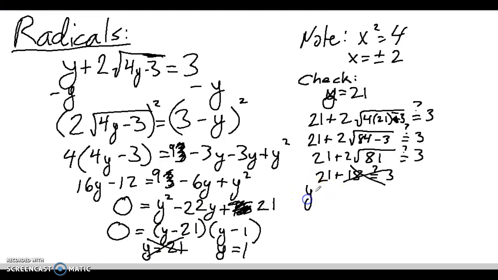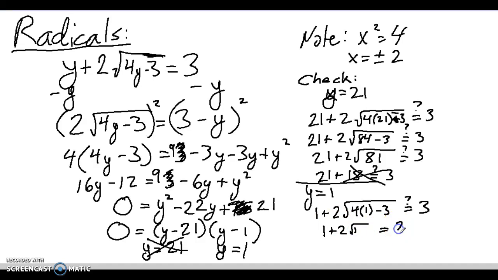Okay, how about y equals 1? Well, that means we've got 1 plus 2 times the square root of 4 times 1 minus 3. We're asking, is this equal to 3? Let's do this sort of quickly. 4 times 1 is 4, minus 3 is 1. So we have 1 plus 2 times the square root of 1, and ask, is that equal to 3? The square root of 1 is 1, times 2 is 2, plus 1 is 3. That is good, so this is a valid solution.